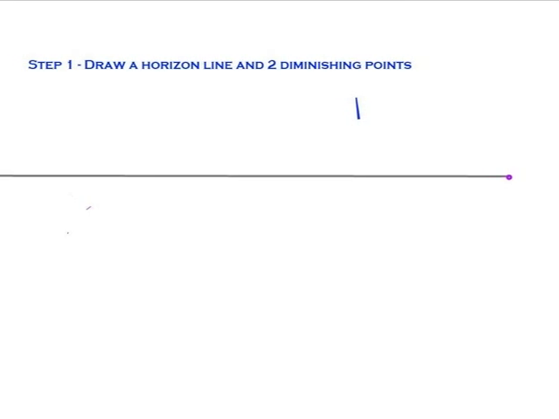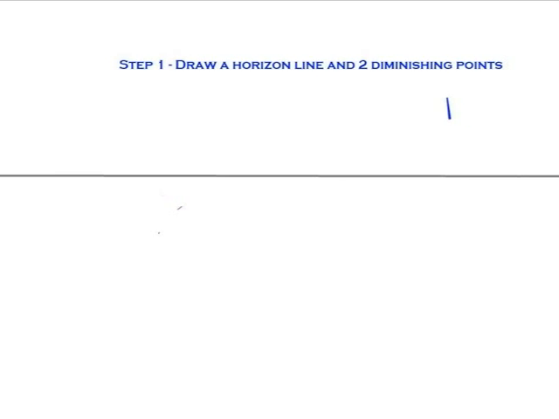So let's go ahead and get started with your own drawing. And the first thing you're going to do is draw this line across the middle of your paper, and that's called the horizon line. And notice my 2 little red dots here in my drawing. Those are my diminishing points.